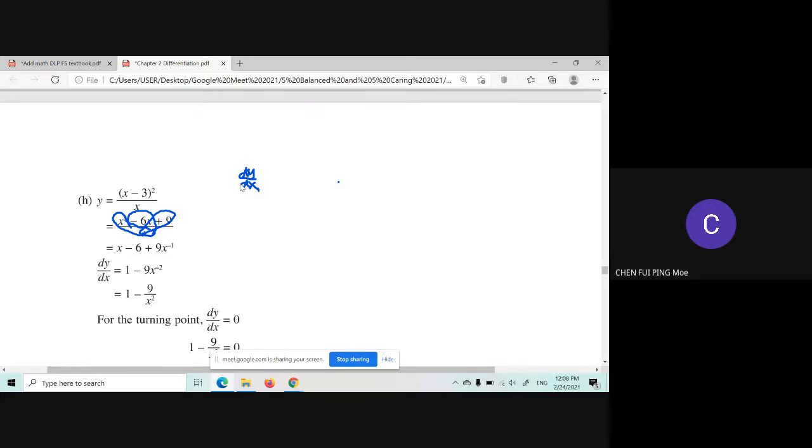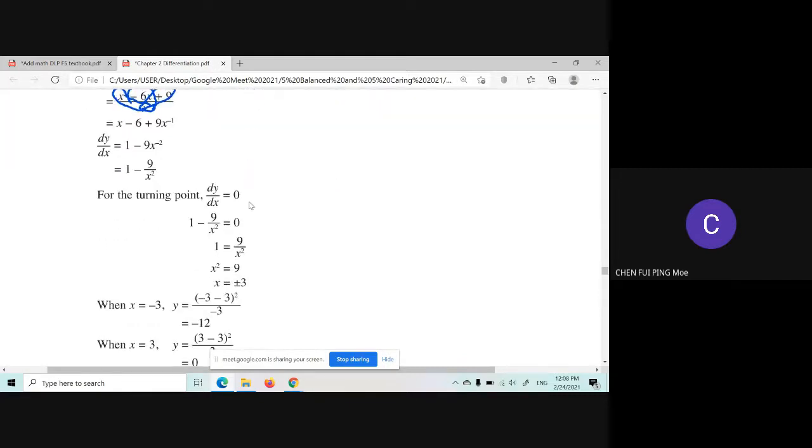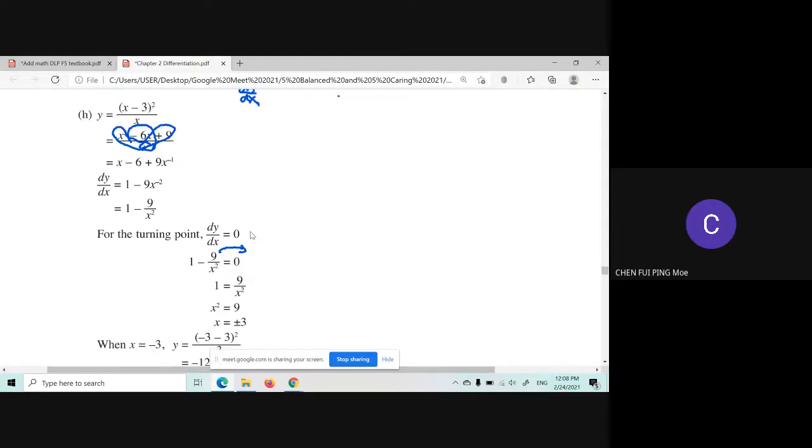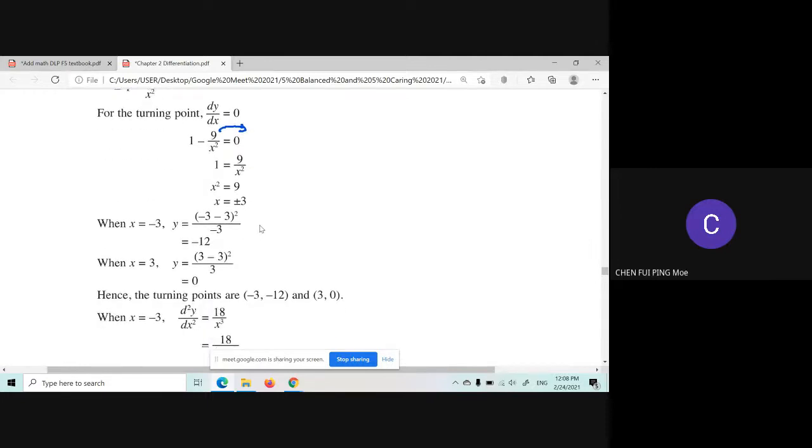Differentiate x, getting 1. Differentiate negative 6, getting 0. Differentiate this one, become minus 9 over x power 2. So this one equals to 0. You will have 1 minus 9 over x squared equals to 0. This one bring to right hand side. So we have something like this. Cross multiply. So x squared is 9. After that, simplify. You have plus minus 3.